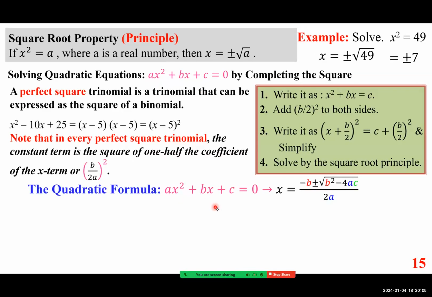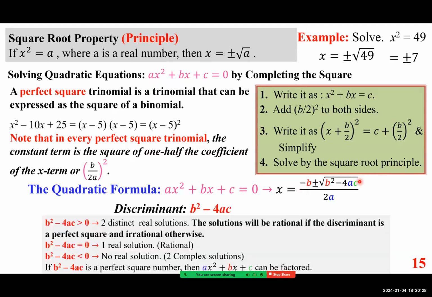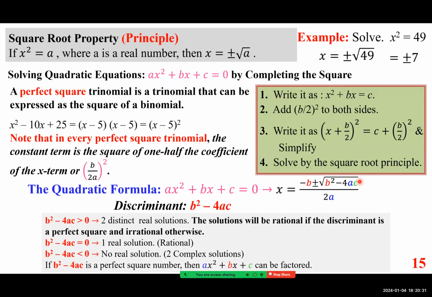You remember the quadratic formula. If you can solve by factoring, you do it by factoring. If you can't, you use the quadratic formula. You don't have to complete the square unless you're asked. So for ax squared plus bx plus c equal to 0, x is minus b plus or minus the square root of b squared minus 4ac, over 2a. Now this is the discriminant, and it gives you a lot of information. Like what? Recall, when it's positive, it gives you two distinct real solutions. The solutions will be rational if the discriminant is a perfect square and irrational otherwise.